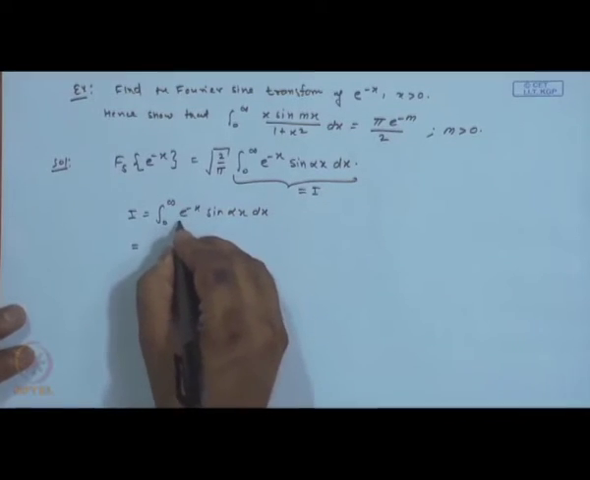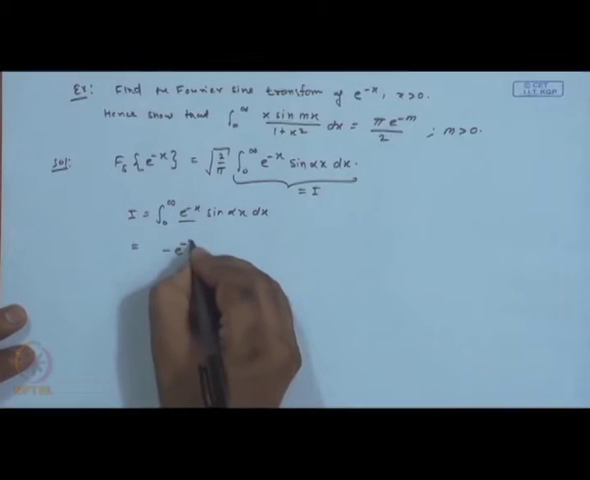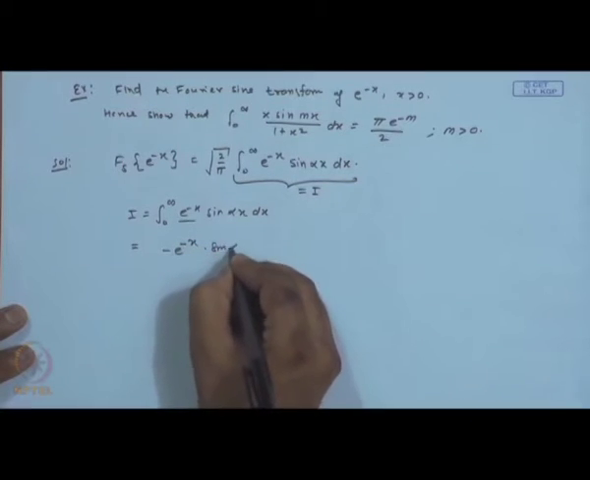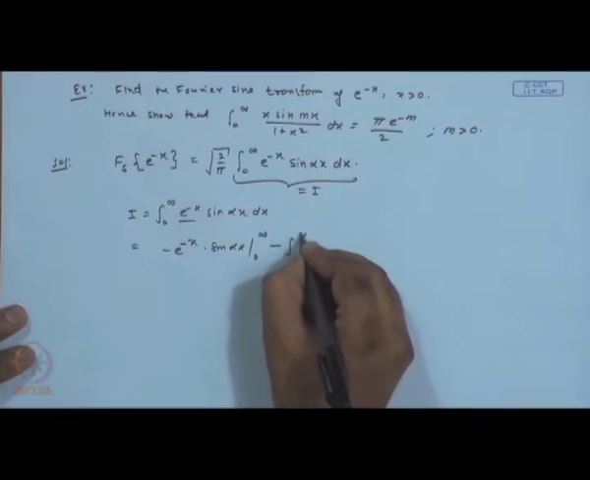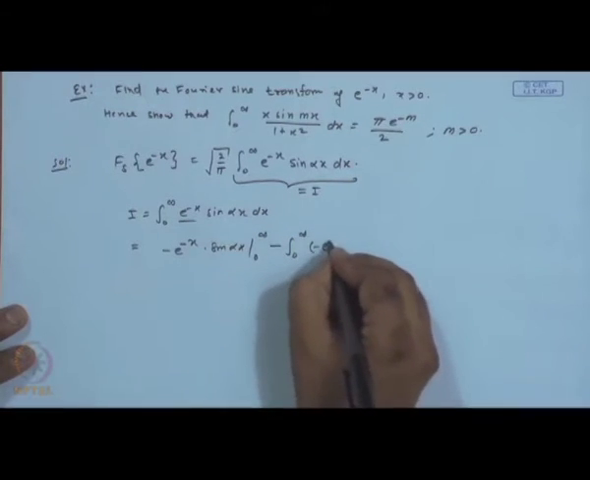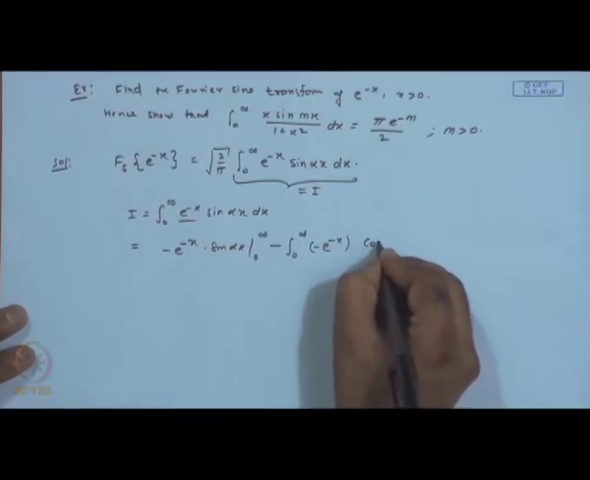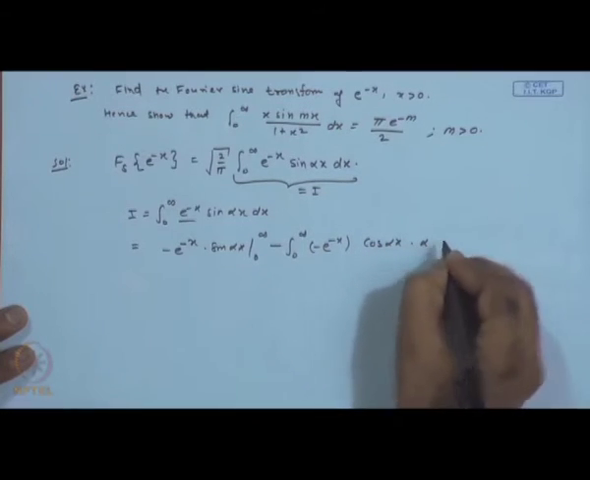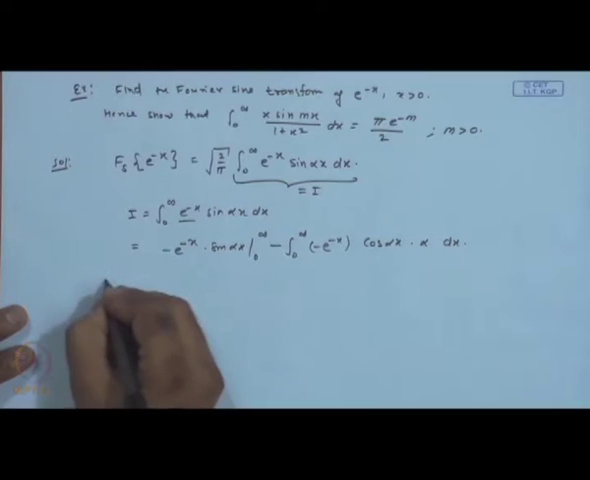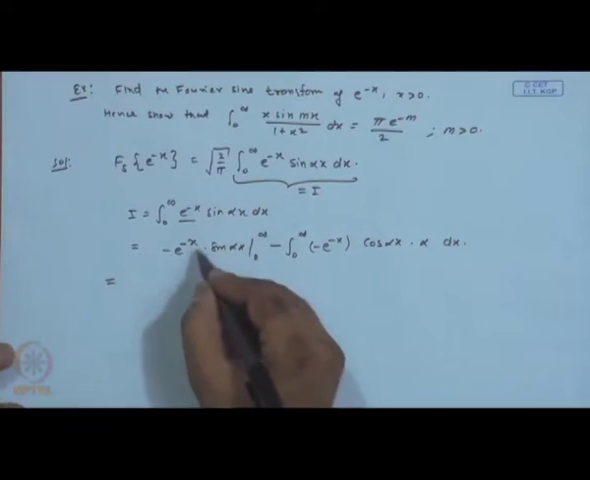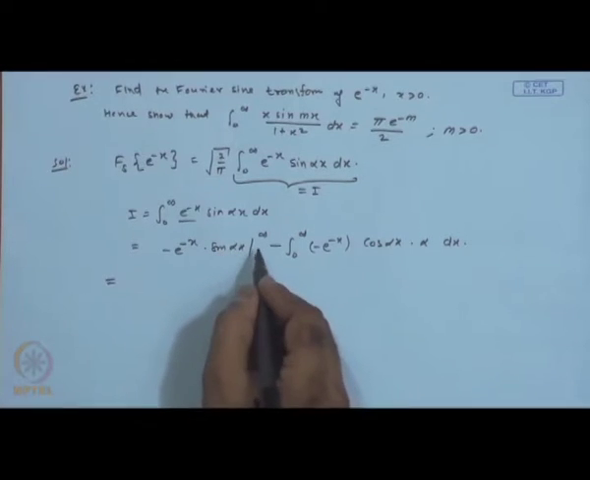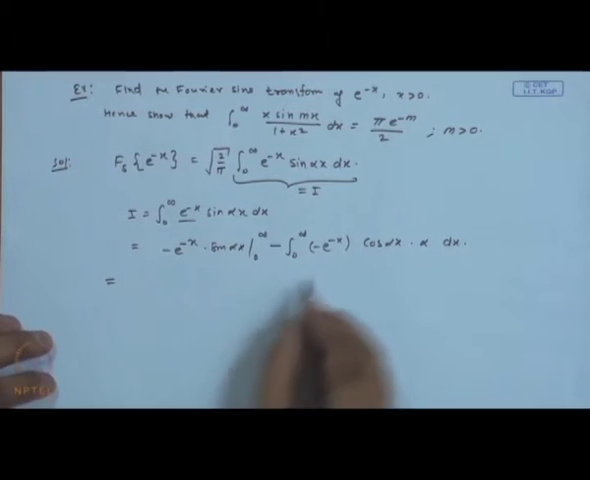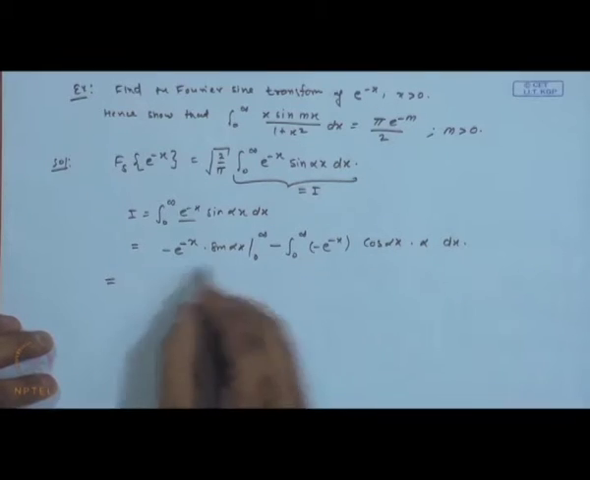So the integral here, we have minus e to the minus x sin alpha x from 0 to infinity, and then minus the integral from 0 to infinity again of minus e to the minus x, and sine will give cos alpha x times alpha dx. So when x approaches infinity, this will be 0, and when x approaches 0, this sin alpha x will be 0. So here we don't have any term.